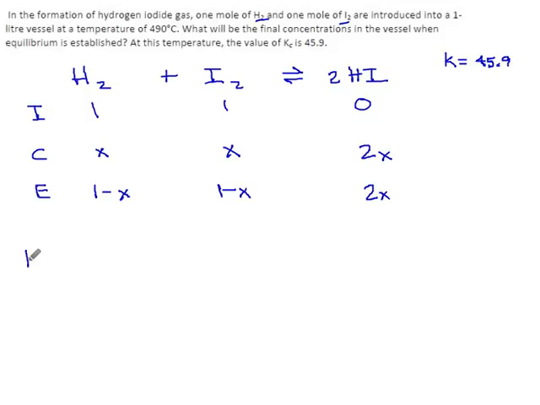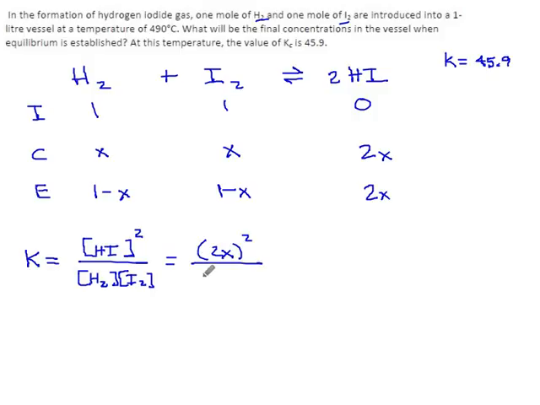When we write an equilibrium expression, the K should be, what is it? I'll write out the whole thing. HI squared over hydrogen and iodine. The HI is 2x squared. The hydrogen is 1 minus x. Now the iodine is also 1 minus x, so I'm going to write 1 minus x to the second power. And we know that our K has to come out to 45.9 if we're at equilibrium. So there we are.